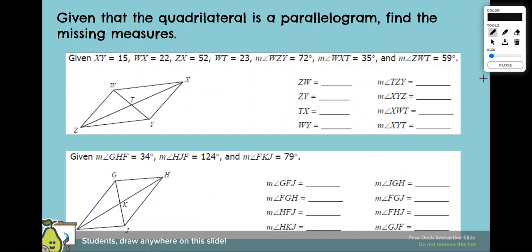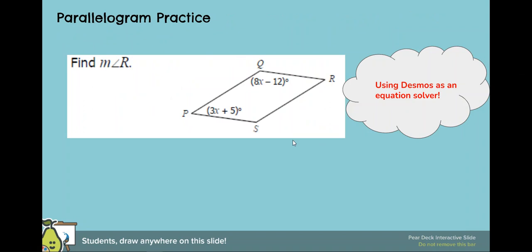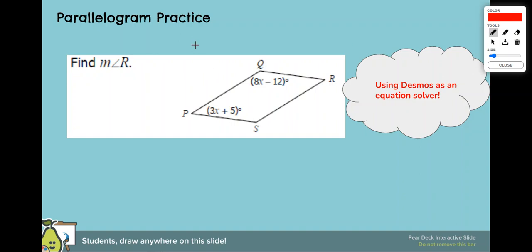Alright, so let's move on and look at using angle measures to solve when we're given a variable. So here we're given two angles, and they're not opposite of each other, they're consecutive or adjacent. We know that consecutive angles are supplementary, so I know that angle P plus angle Q has to be equal to 180 degrees.